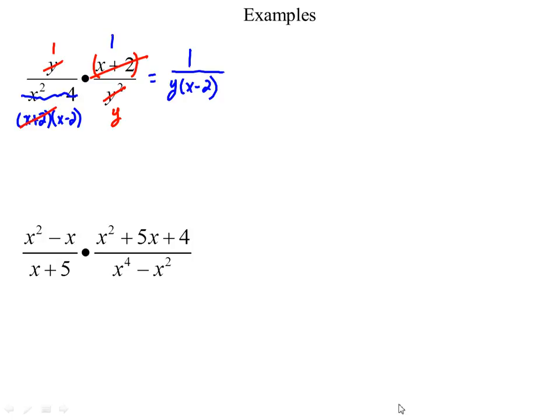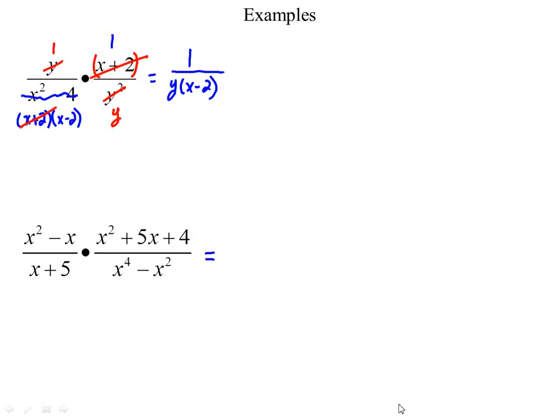50% of you, if I had asked you to work this problem without showing it to you, would have told me your answer was y times x minus 2. That's the denominator. There's still a 1 on top. When things cancel out, they cancel a 1. Okay, so let's work on this one on the bottom.